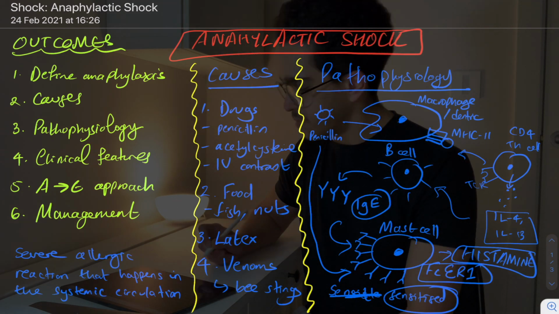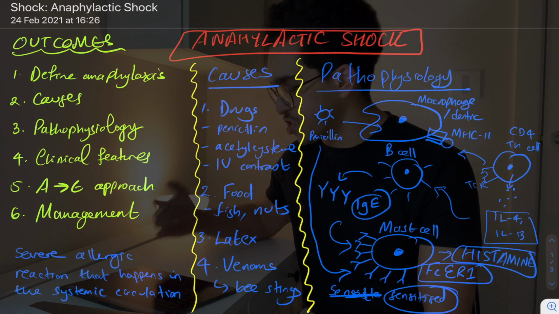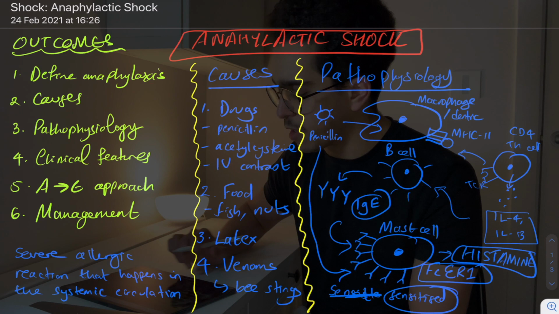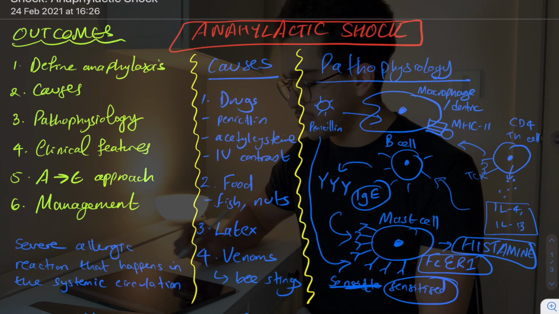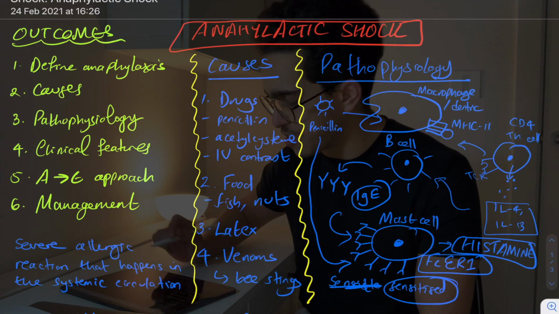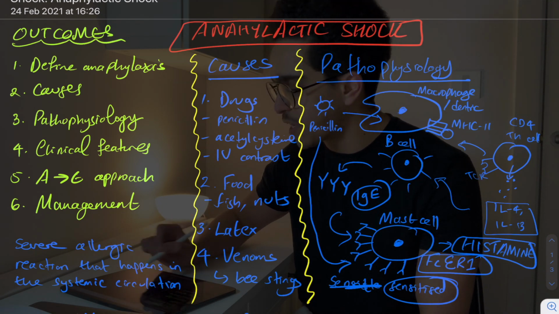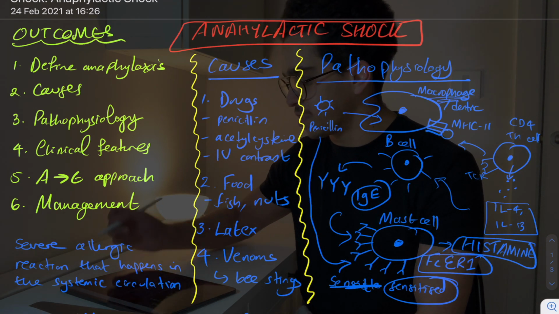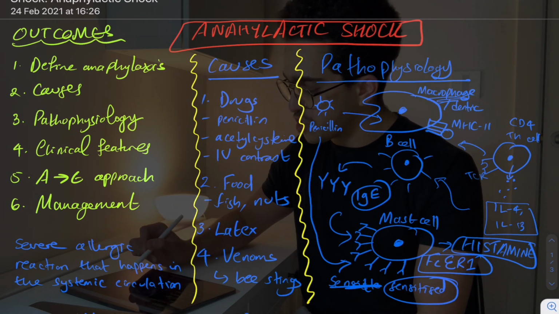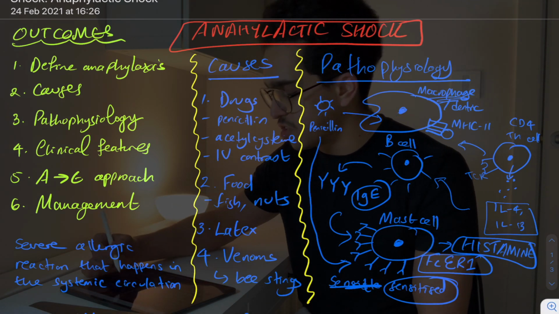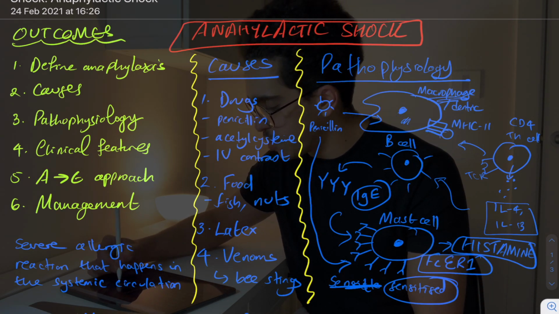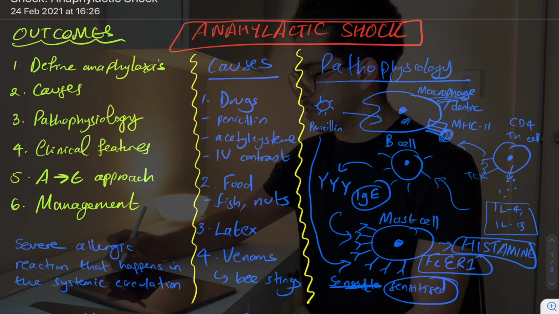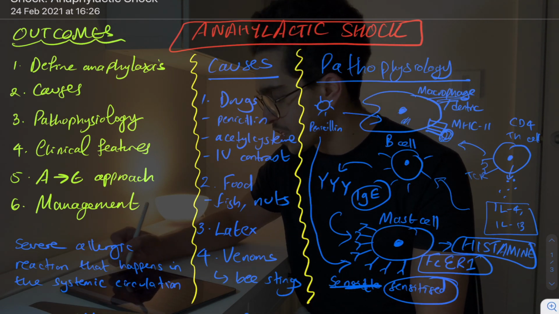So before we talk about what histamine does exactly, let's recap what we have just discussed. The patient who is allergic to penicillin is going to ingest the penicillin, and this penicillin is going to be recognized by the macrophage or the dendritic cell. The macrophage is going to ingest the penicillin, process it inside, and put it on the MHC2 complex. Then the CD4 T cell is going to come and recognize it.